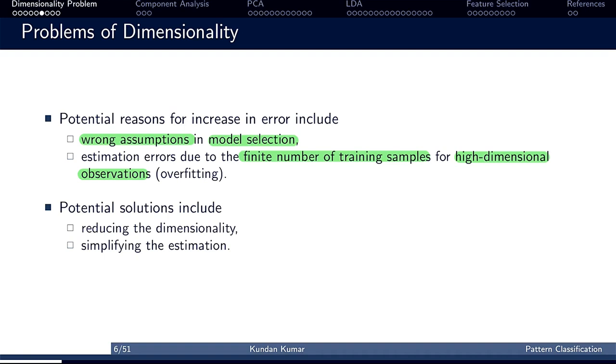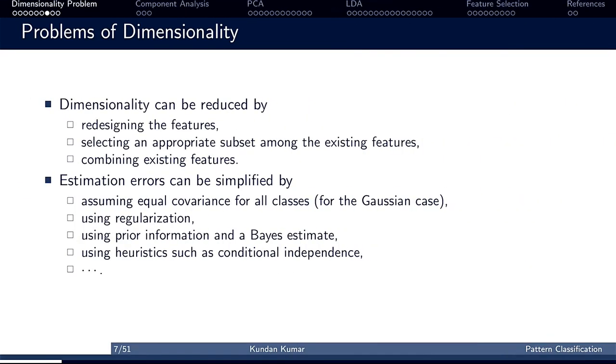So, what is the solution of that? The potential solution is basically to reduce the dimensionality. We have a high dimensional space, then we reduce the dimensionality and simplify the estimation. Whatever estimation we do, if we are estimating the density of the feature vectors of a particular class, then we will try to simplify it. These are the potential solutions.